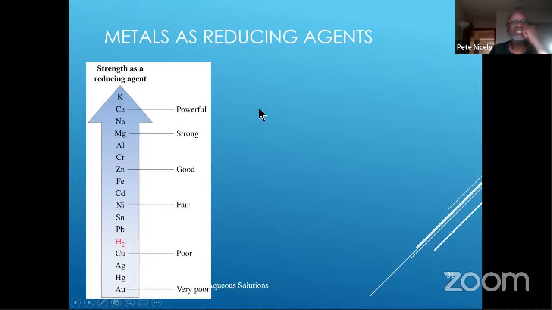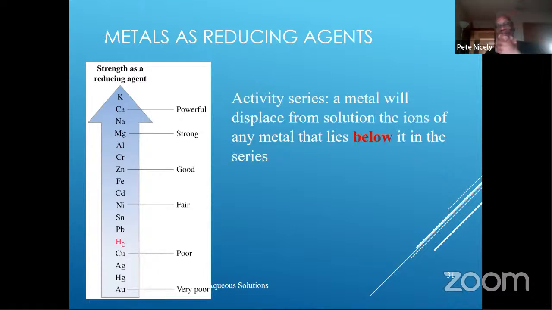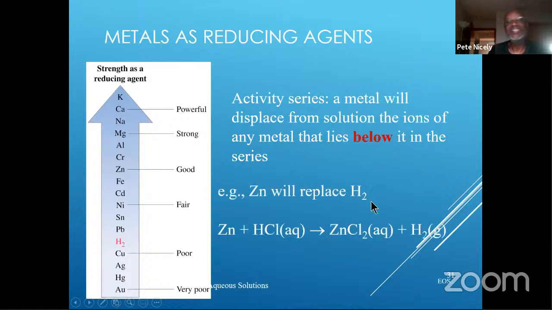All right. And basically we can use this series as a way of predicting certain displacement reactions, in that a metal will displace from solution the ions of any metal that lies below it in the series. So we can make certain predictions about certain reactions taking place. For example, we can predict that zinc will replace hydrogen in hydrogen chloride to form the products as you can see here. Why? Because if you look at zinc and where hydrogen is, zinc is above hydrogen. So therefore, we are fairly confident that zinc will displace hydrogen from hydrogen chloride, or hydrochloric acid, right? And we can also say that the reverse reaction will not take place. In other words, hydrogen will not replace zinc from zinc chloride to form zinc and hydrochloric acid. So we can use this as a guide to help us predict the direction of certain single displacement reactions.